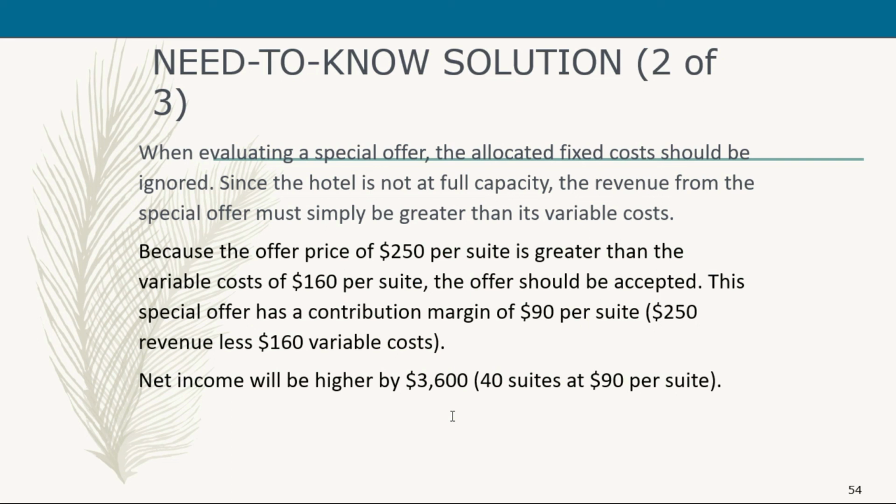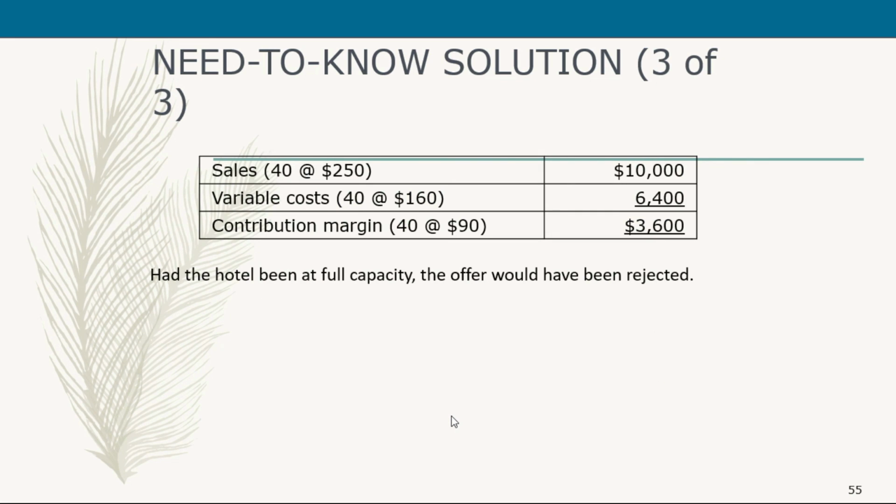if it is at full capacity, definitely you will reject the offer. Okay. This special offer has a contribution margin of $90 per suite, coming from $250 revenue or selling price less your variable cost. Net income will be higher by 3,600, or there will be an increment of net income amounting to 3,600, coming from the 40 suites multiplied by your contribution margin of $90 per suite. Okay. And then this is the computation for the incremental contribution.